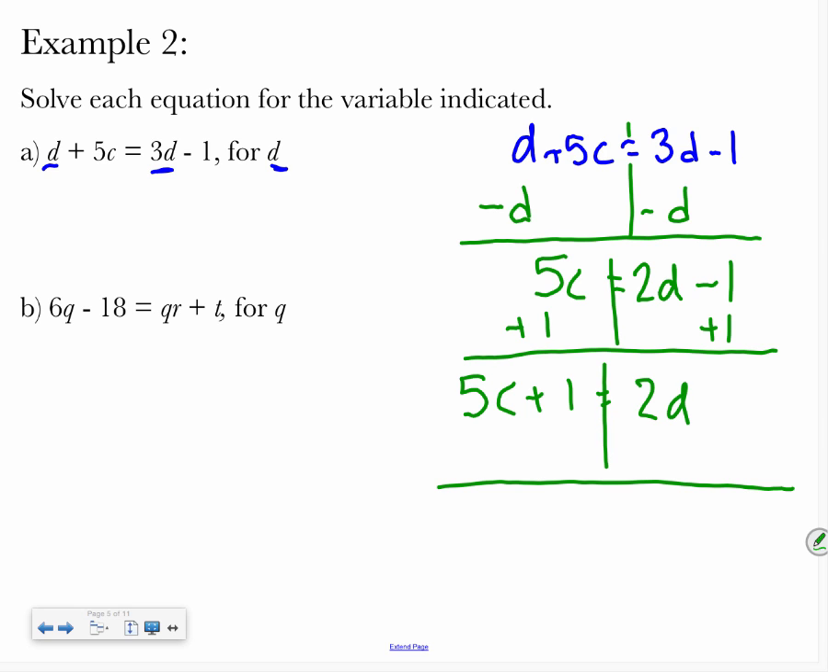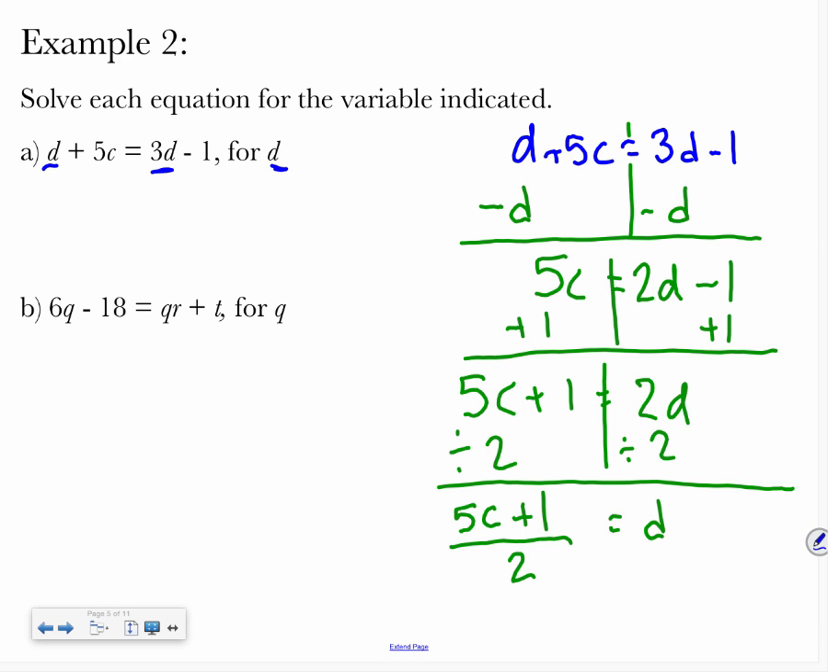Next step, in order to get d by itself, 2d, I have to divide by 2. Alright, so now I'm left with d equals, is 5 easily divisible by 2? Yes and no. It leaves us with a decimal. So I'm going to write this as 5c plus 1 all over 2. And that is my answer. Let's look at our next problem.